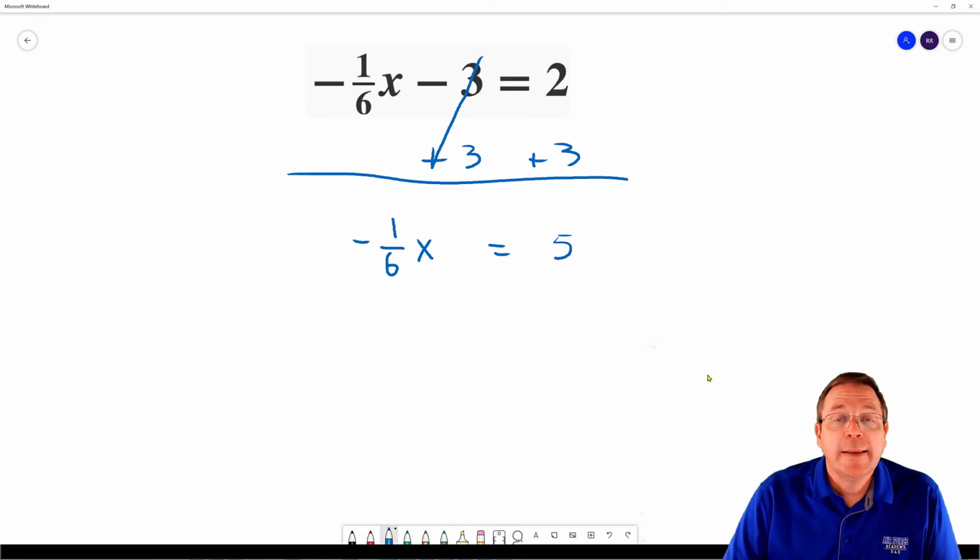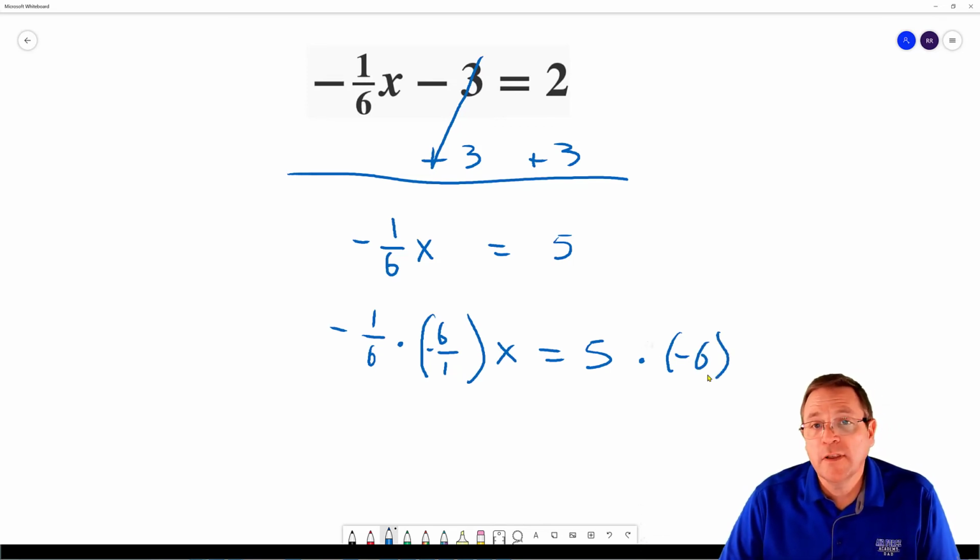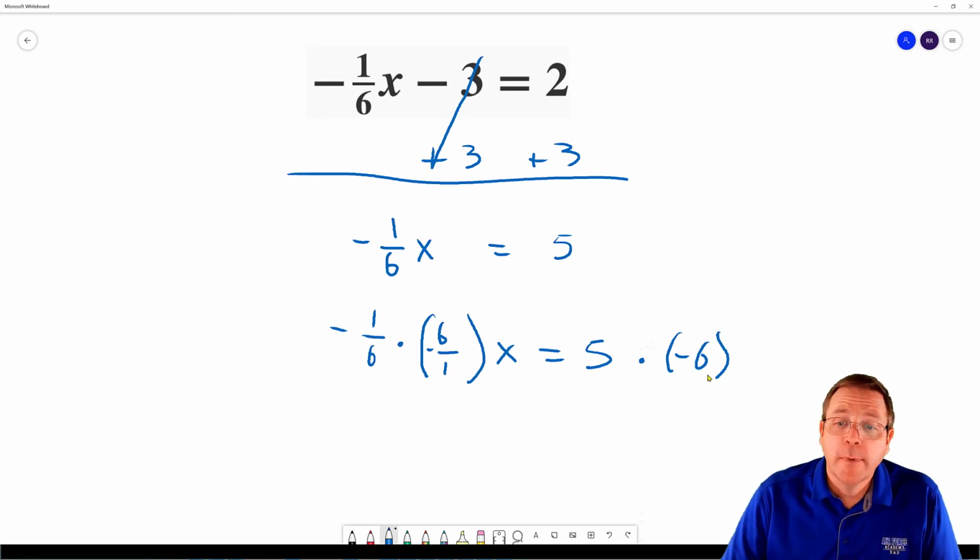Next, we're going to keep change flip as we undo our multiplication. We have negative 1/6 times x. So to make that go away, I'm going to multiply both sides by the reciprocal, also known as dividing both sides by 1 over 6. So on the right-hand side, I'm going to have 5 times negative 6. I'm just going to put it as a negative 6, because negative 6 over 1 and negative 6 are the same thing.